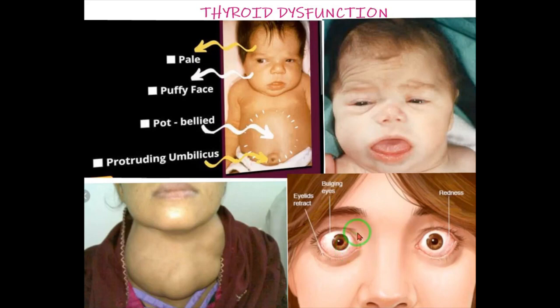Have you all understood? Now see in this picture, cretinism. So pale color, then puffy face, then pot-bellied stomach and protruding umbilicus. So these are the symptoms of cretinism. This baby is also affected by cretinism. Then this one, that is a goiter. Then this is Graves' disease.